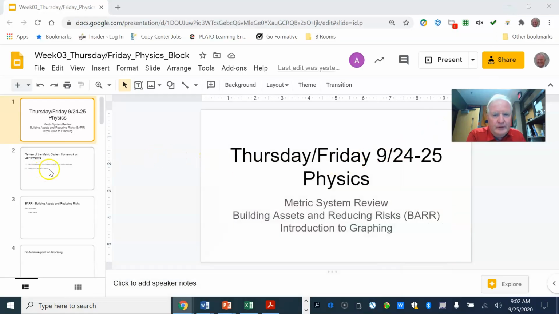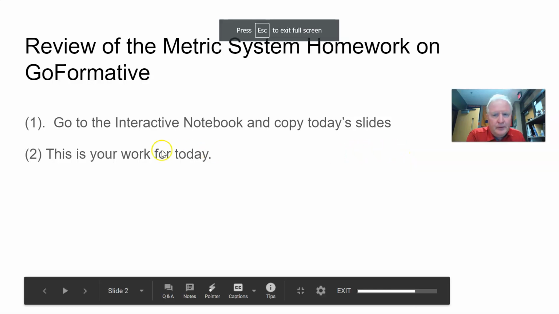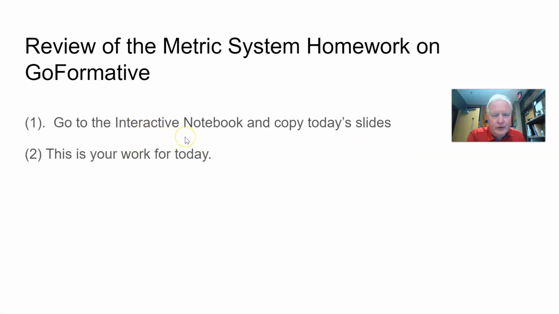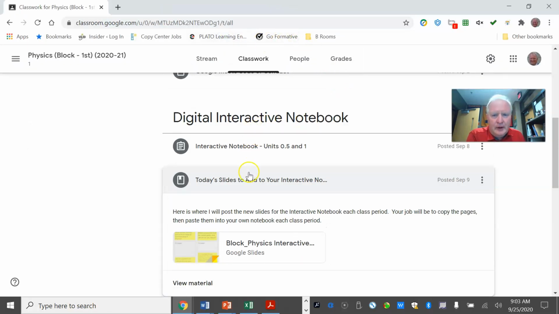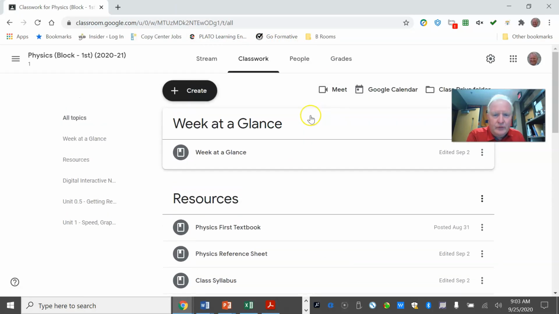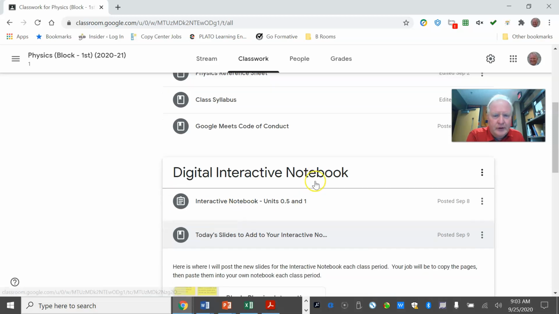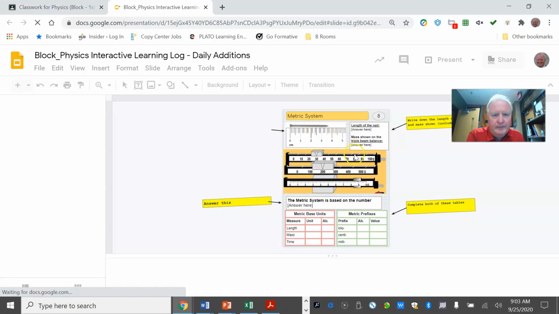What we did is number one, we went to the classroom and we put an extra page into our interactive notebook. So what you need to do is go to your classroom. Here's our classroom, and here's the class work, right? We get a glance and resources, digital interactive notebook. You'll click here to open up your digital interactive notebook. You'll click here to get today's pages. And so when you see today's pages, it'll just be one page.